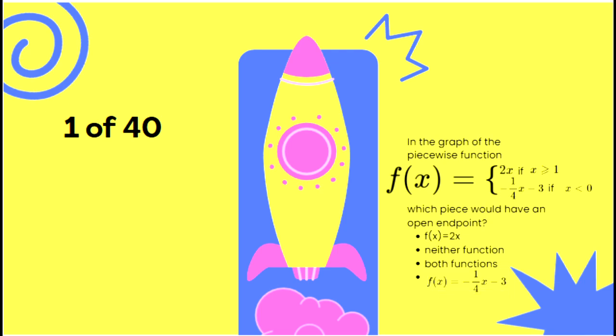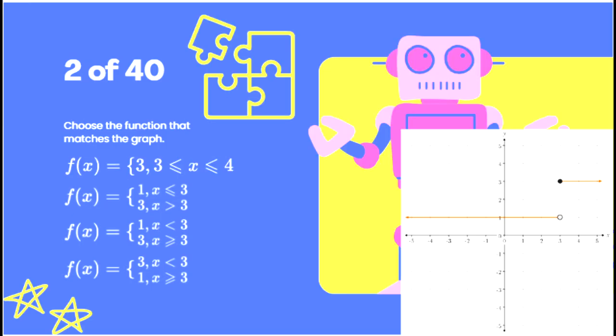Here's number 2. Choose the function that matches the graph. We have to look at this and determine what it's telling us. Let's look at this bottom one first. When x equals 3, 3 is not going to be included, so we're going to have just a less than sign. So x is less than 3. There's no equal. When 3 is included, it's going to be x is greater than or equal to 3.